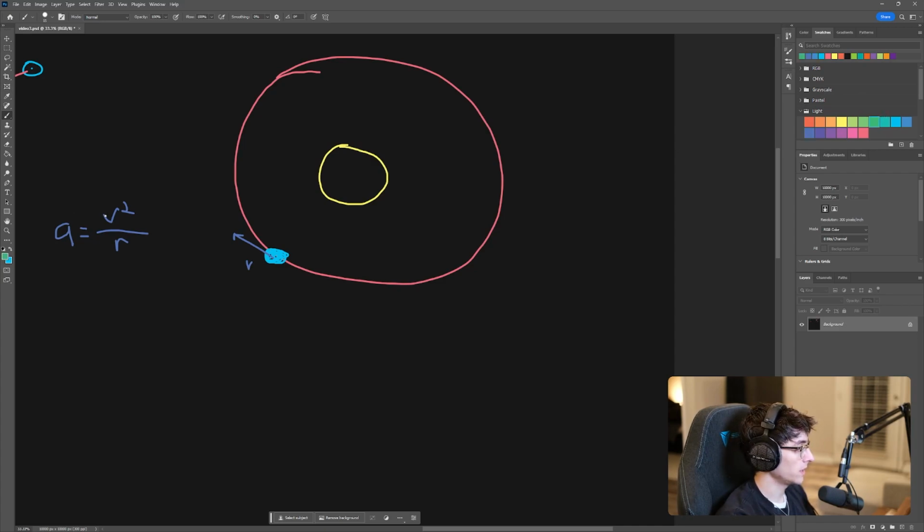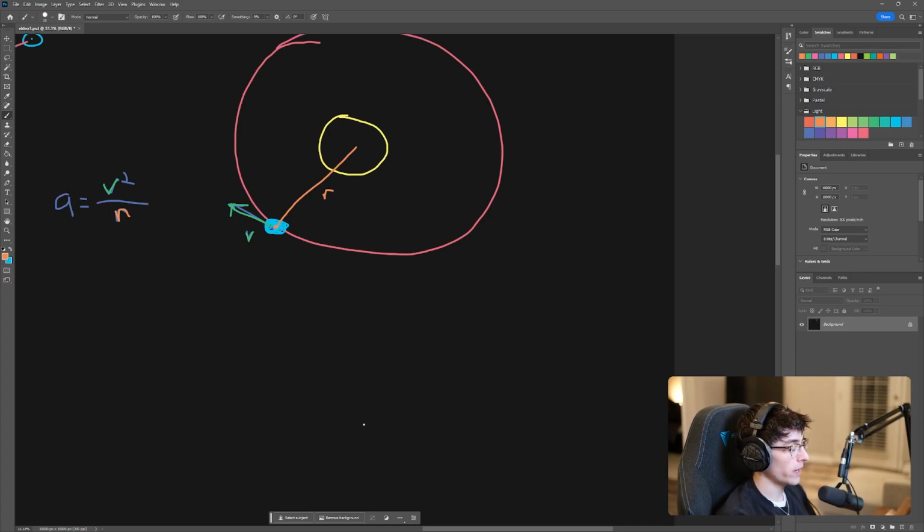Let's change out these colors. Let's make this green for v. And orange for r. And r is going to be the distance from Earth to the sun. Why is it the distance from the Earth to the sun? Because, again, the centripetal acceleration takes the radius of the circle. And if our orbit is our circle, then the radius is going to be Earth, and it's orbiting the sun, which means that the sun is in the center of that circle. So that r is just going to be the distance from Earth to the center of the sun.